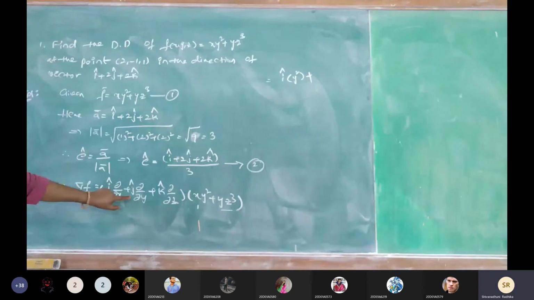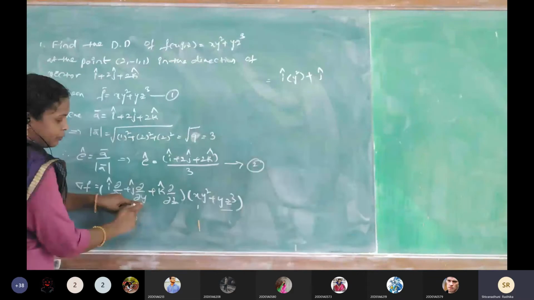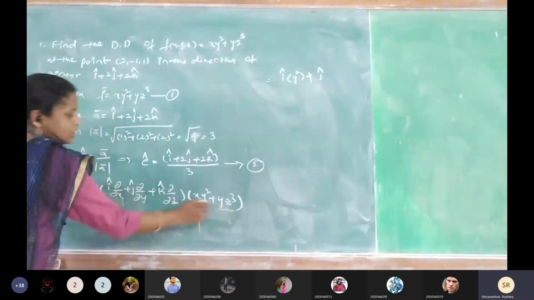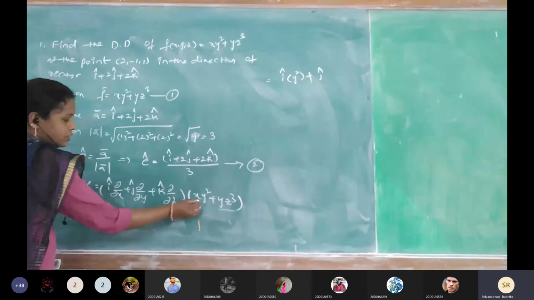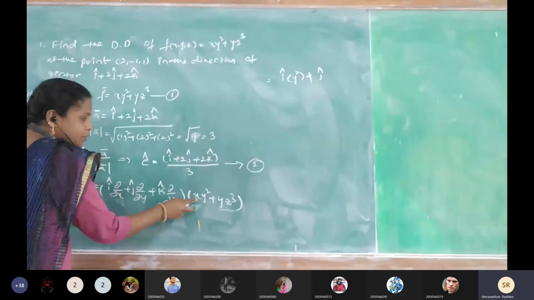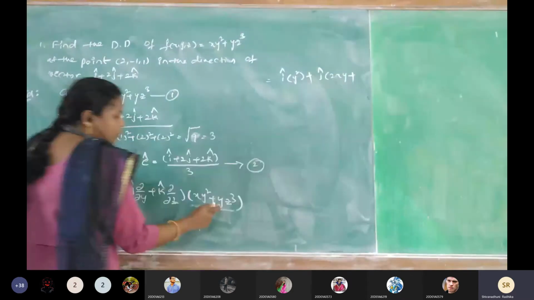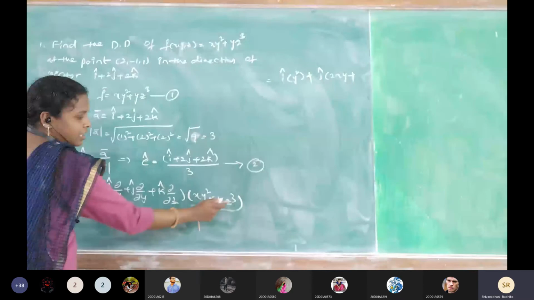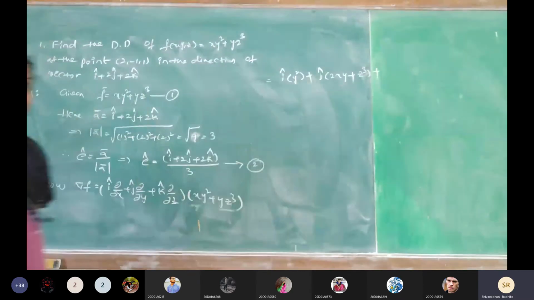Okay, next j, ∂/∂y of (xy² + yz³). See, two terms have the y variable. So x is a constant, y² differentiated is 2y, times x, 2xy, plus y differentiated is 1, z³ is a constant, right?